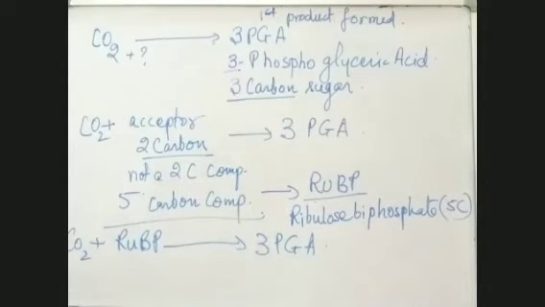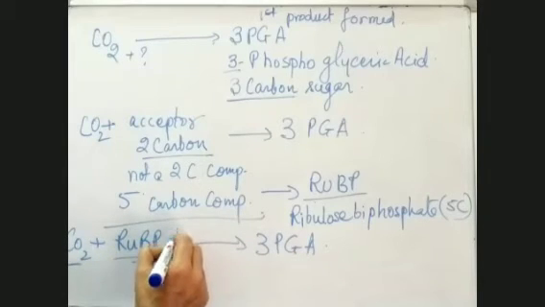Now, one thing more I would like to tell you in this. For the acceptance of CO2 and the formation of the first product of CO2 fixation, because CO2 gets fixed here, that is why we say CO2 fixation. Here, for this conversion, an enzyme is required, and the name of that enzyme is Rubisco.